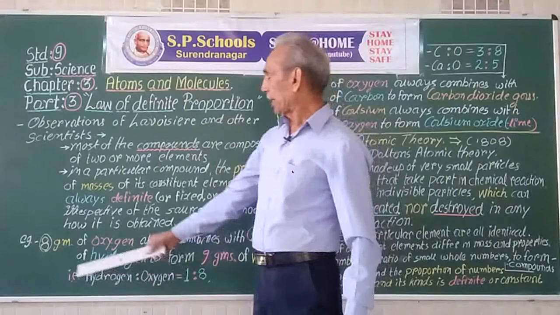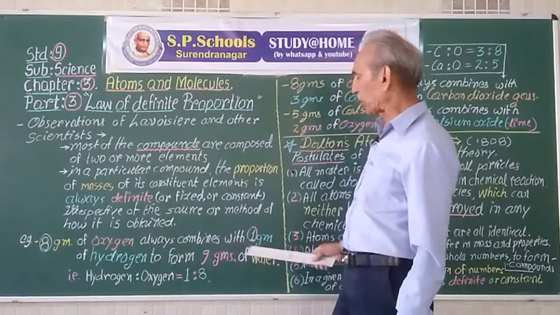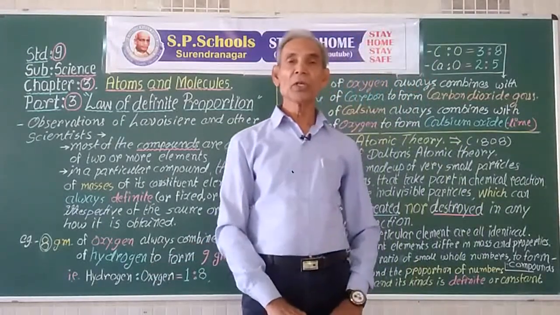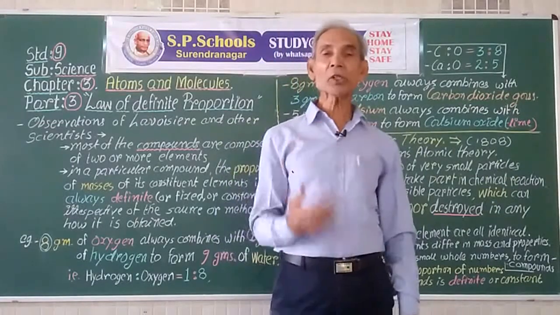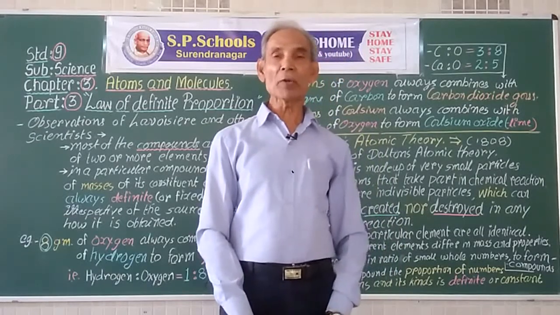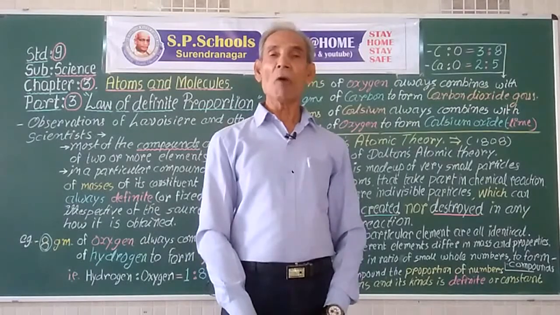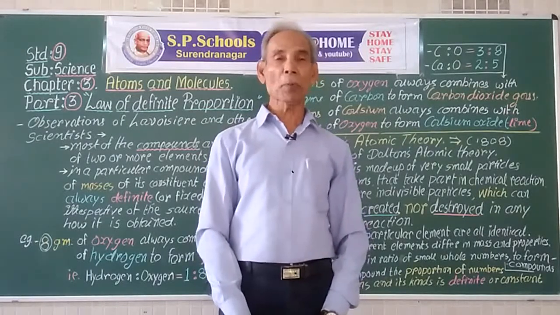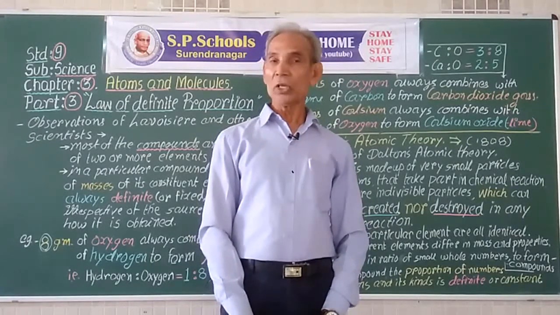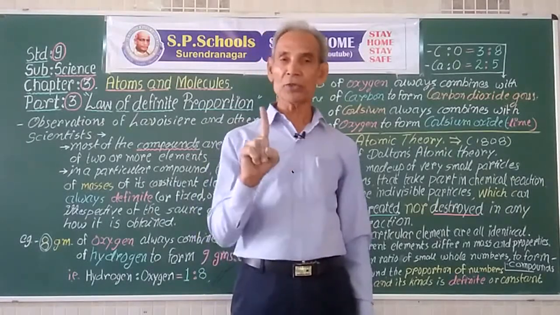For example, 8 grams of oxygen always combine with 1 gram of hydrogen to form 9 grams of water. You may take water from any source, a sample of water, try to find out its constituents and the proportion in which they are combined. You will find that they are combined always in a definite, fixed or constant proportion.